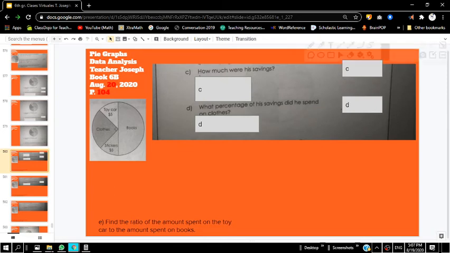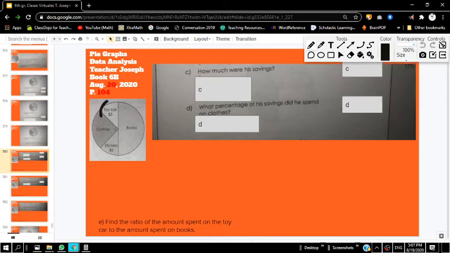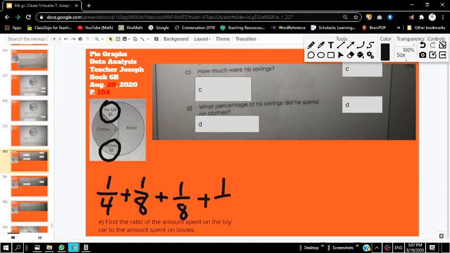Well, if we know that $5 was his toy amount savings, and $5 was his sticker amount savings, and 1/4 was his clothes savings. 1/4 plus 1/8 plus 1/8 plus 1/2 is going to give us 1. In other words, his total amount, right?